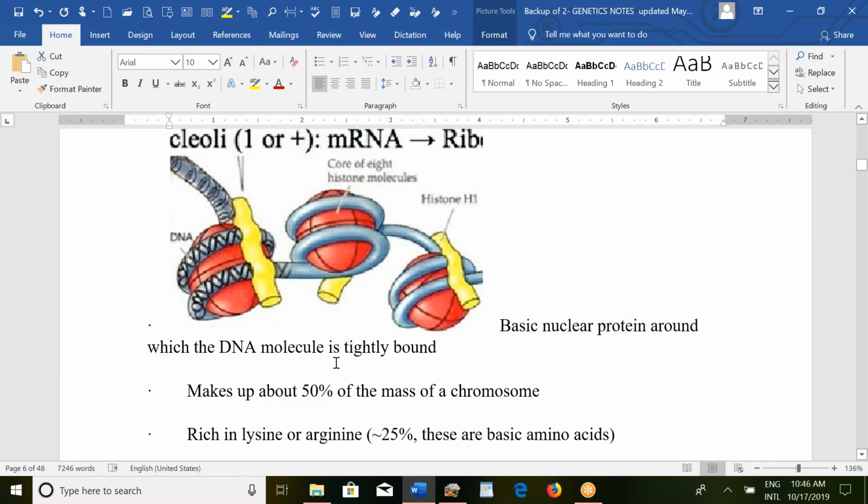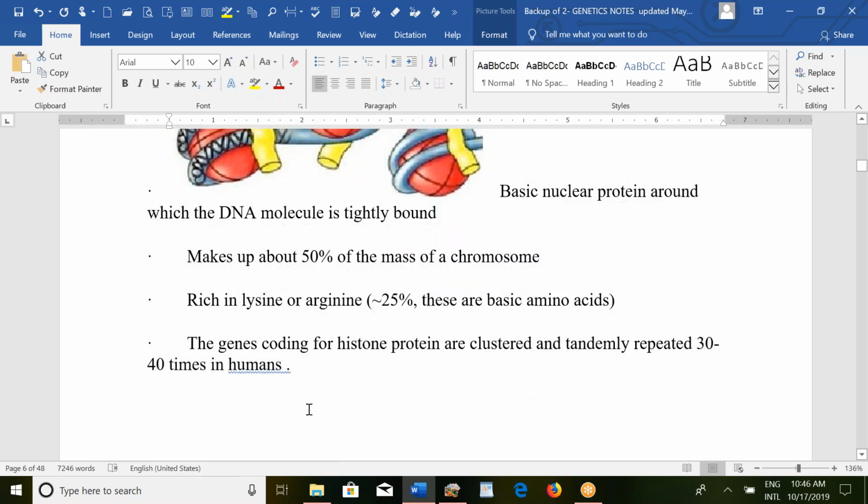Histones, we talk about them. We have seen this one before. Histone 1, basic nuclear protein around which the DNA molecule is tightly bound. It makes up about 50% of the mass of a chromosome, and this is rich in lysine or arginine, 25%. And lysine and arginine, these are basic amino acids.